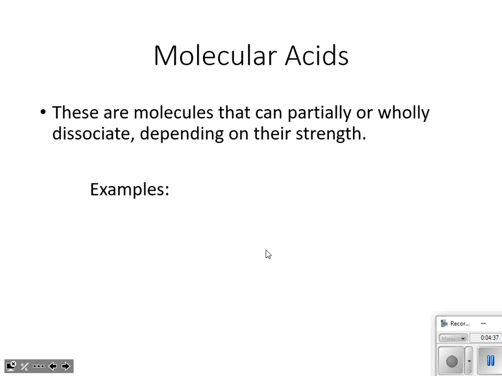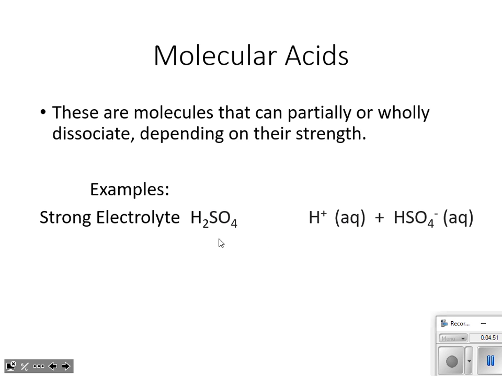The final one we're going to talk about today are molecular acids. These are molecules that can partially or wholly dissociate, depending on their strength. So, as I look at this, here's a strong electrolyte. This is sulfuric acid, H2SO4. It's going to dissociate into hydrogen ion. This is the first dissociation because it has two hydrogens. It will dissociate twice, but the greater value is going to be on that first dissociation. So as you can see, it's going to dissociate into these two ions. Now, this is almost a 100% dissociation. So if I have this acid, it almost 100% dissociates.